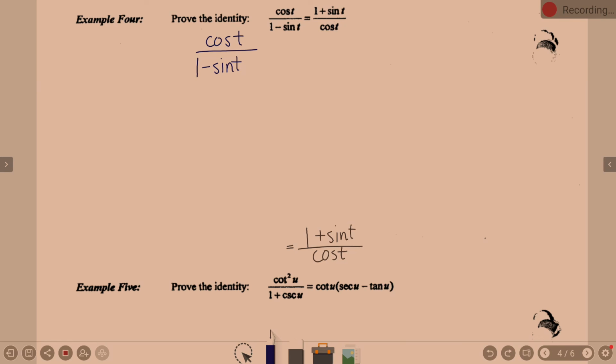Okay. A skill, you've seen this skill before in algebra. In that denominator, we have 1 minus sine t. Remember, we can do whatever we want to the denominator in terms of multiplying and dividing, as long as we do the same thing to the numerator, right? Think conjugate. We've done this when rationalizing with radicals, and that's the same thing we're going to use here. Think conjugate. What is the conjugate of 1 minus sine t?